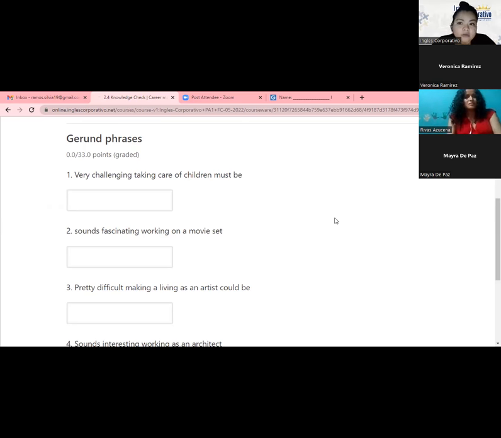Taking care must be very challenging. No, taking care of children must be very challenging. Taking care of children must be very challenging. And the period. Okay. We are checking.